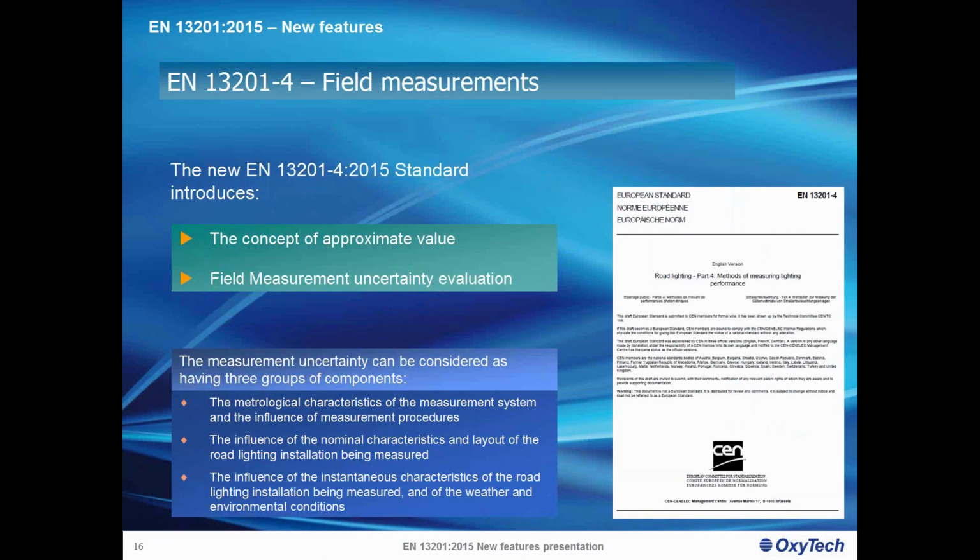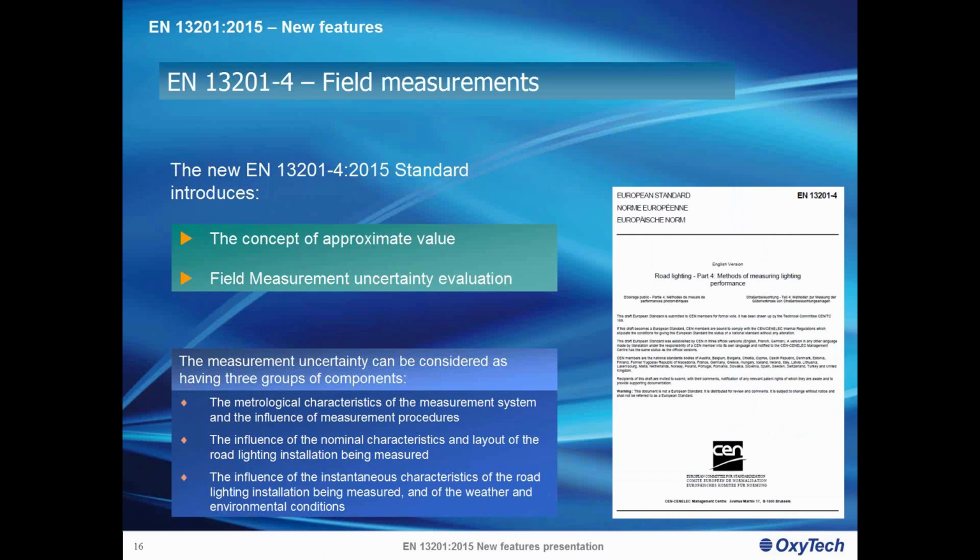Second is the influence of the nominal characteristics and layout of the road lighting installation being measured. So for example, when you run a calculation, you are probably considering the luminaire placed at a certain position, but when you come to the road, this position probably couldn't be respected. So there is an uncertainty also introduced in this evaluation that you have to consider whenever you perform your measurements on the road. And last but not least, the influence of the instantaneous characteristics of the road lighting installation being measured, and of the weather and environmental conditions.